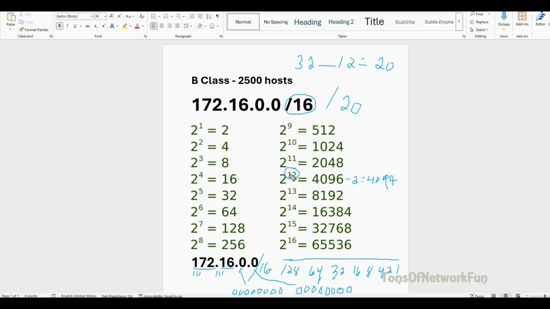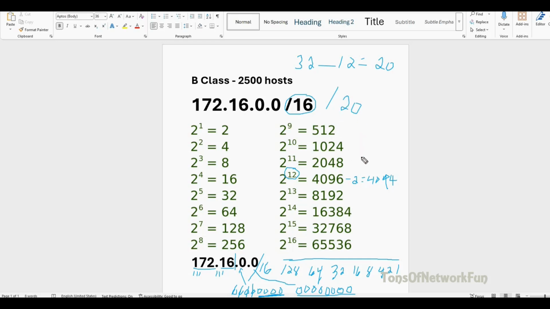So 2 to the 12 means we are keeping 12 host bits. We always start from right to left. So this is the last octet, so we are keeping the entire 8 bits here. Then here we are keeping 4 more. 8 plus 4, 12. That means we are converting 1, 2, 3, 4. So up to here was 16, 8 plus 8, 16, plus the 4, slash 20.